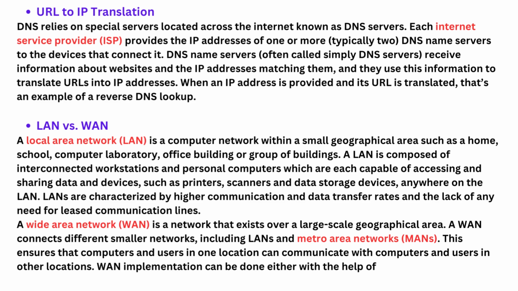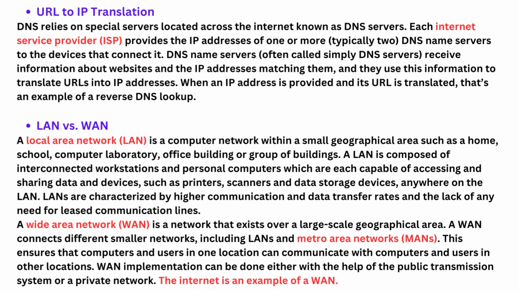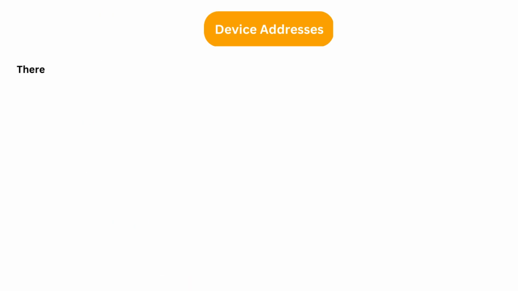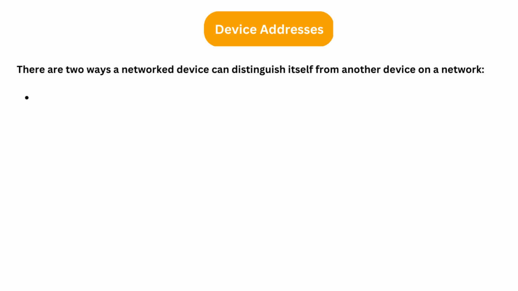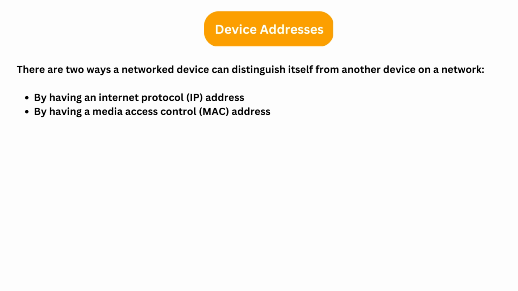WAN implementation can be done either with the help of the public transmission system or a private network. The Internet is an example of a WAN. Device addresses. There are two ways a networked device can distinguish itself from another device on a network. By having an Internet Protocol, IP, address. By having a Media Access Control, MAC, address.